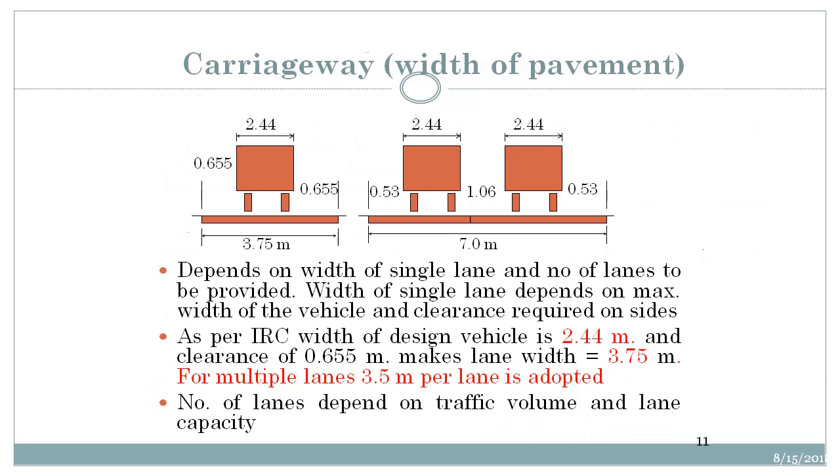Now we will learn carriageway. 1. It depends on width of single lane and number of lanes to be provided. Width of single lane depends on maximum width of the vehicle and clearance required on sides. 2. As per IRC, width of design vehicle is 2.44 meter, and clearance of 0.655 m makes lane width 3.75 meter. For multiple lanes 3.5 meter per lane is adopted. 3. Number of lanes depend on traffic volume and lane capacity.